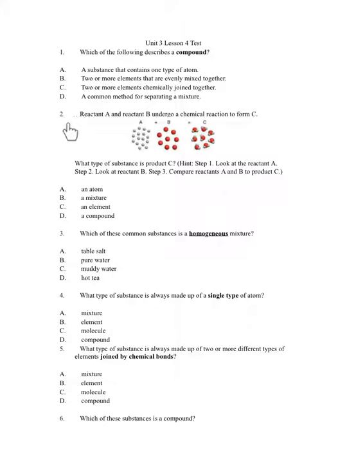Number 2. Reactant A and reactant B undergo a chemical reaction to form C. What type of substance is product C? Hint, step 1, look at the reactant A. Step 2, look at the reactant B. Step 3, compare reactants A and B to product C. A, an atom. B, a mixture. C, an element. D, a compound.